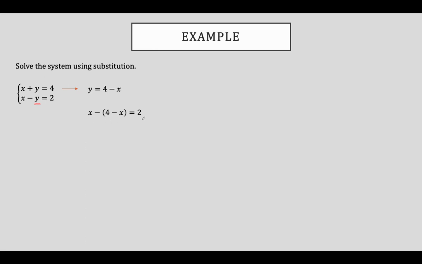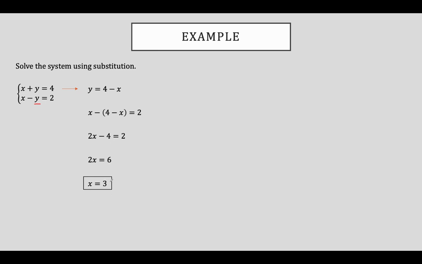And notice that gives me an equation now that only has one variable. And I can use my normal algebra to begin to solve. In distributing the negative, notice I have an x minus a negative x. That's going to be adding an x. That gives me 2x minus 4 is equal to 2. Okay. We can group all our constants on one side by adding 4. 2x is equal to 6, and x is equal to 3.